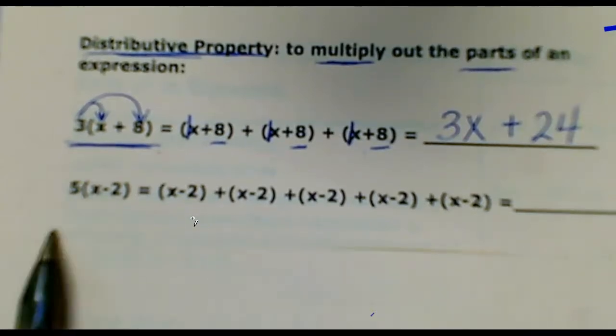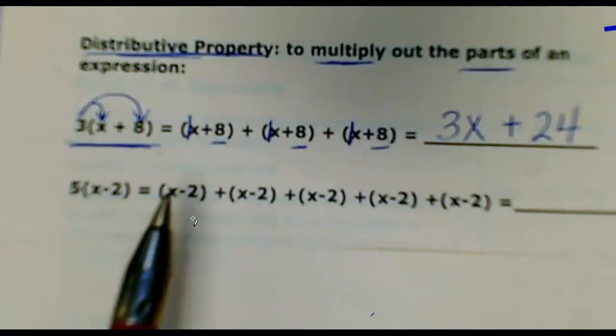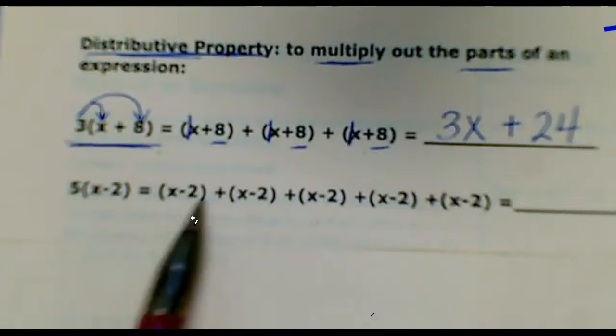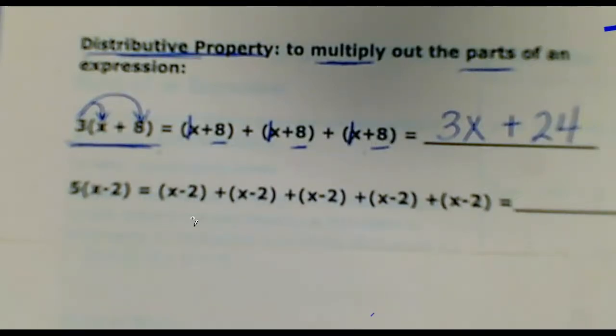We have 5 times x minus 2. That means x minus 2 plus another x minus 2, and I'm going to add 5 of them together. Now those of you writing it down, aren't you getting tired of writing down x minus 2's?